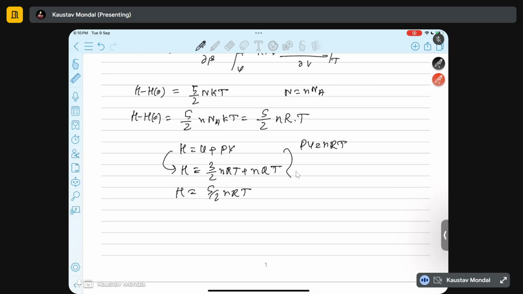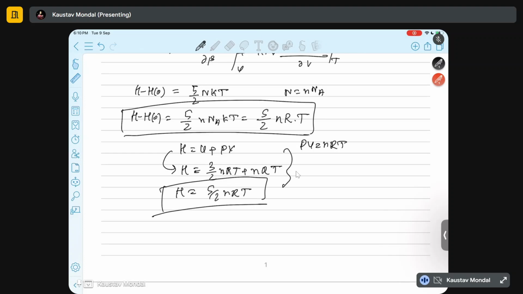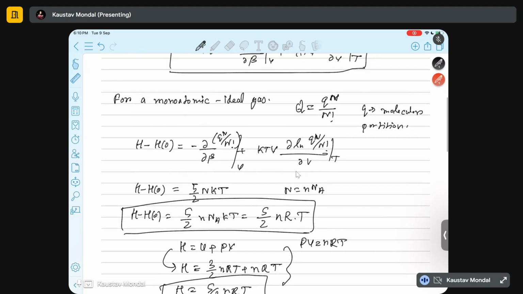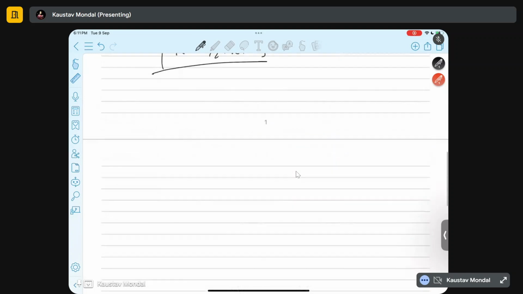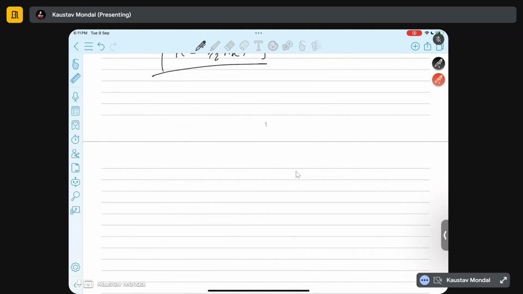That is just by using normal kinetic theory of gases, you are getting the value of enthalpy as 5 by 2 nRT, which is exactly similar to the enthalpy that we got using the statistical point of view. So that means whatever we have derived, the expression of enthalpy is consistent with thermodynamic models, right?